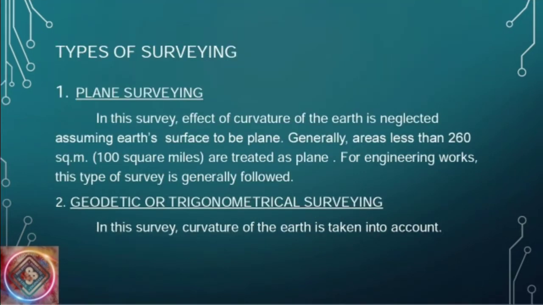There are 2 types of surveying. 1. Plane surveying. In this survey, the effect of curvature of the Earth is neglected, assuming Earth's surface to be plane. Generally, areas less than 260 square meters or 100 square miles are treated as plane. For engineering works, this type of survey is generally followed.